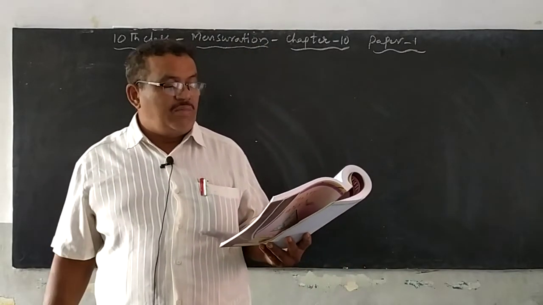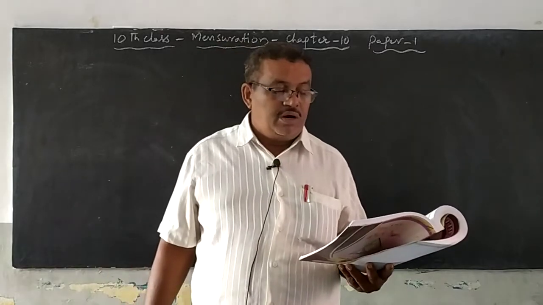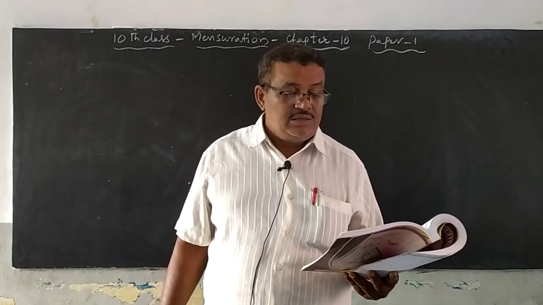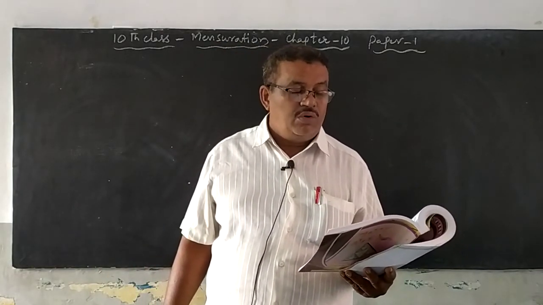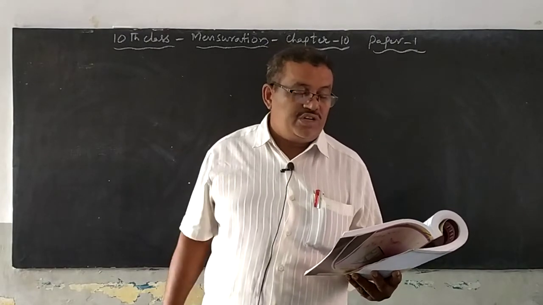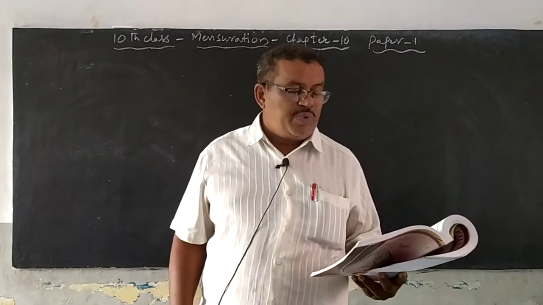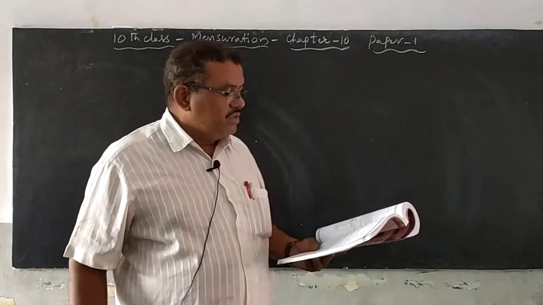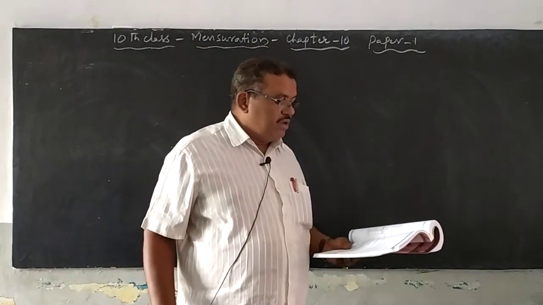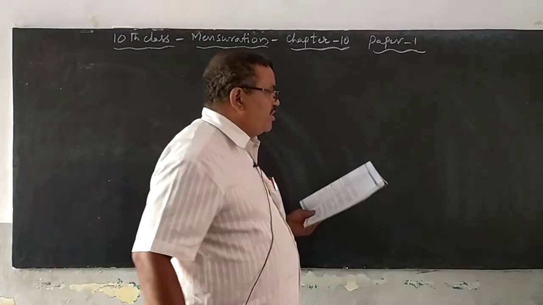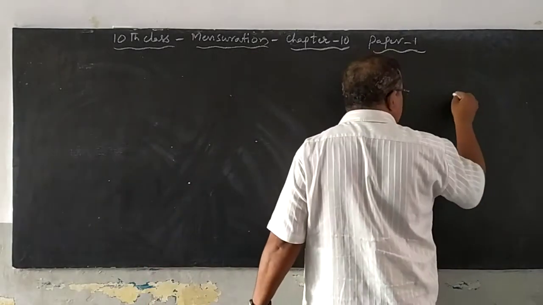A toy is in the form of a cone mounted on a hemisphere. Diameter of the base and the height of the cone are 6 centimeter and 4 centimeter respectively. Determine the surface area of the toy. Use pi is equal to 3.14. This is a combination of solids, a cone mounted on a hemisphere. So how will it look? Let us see.